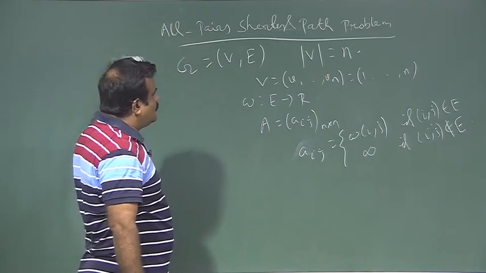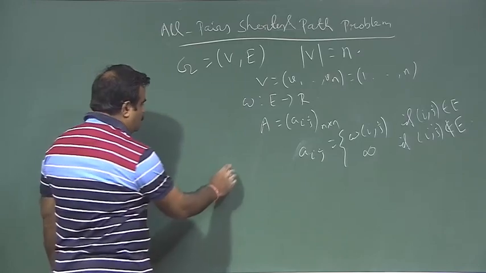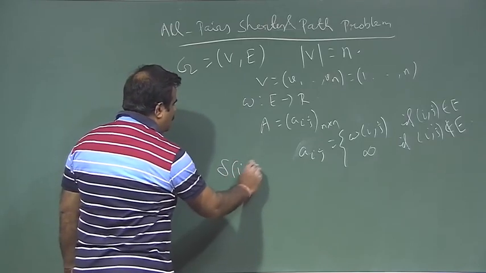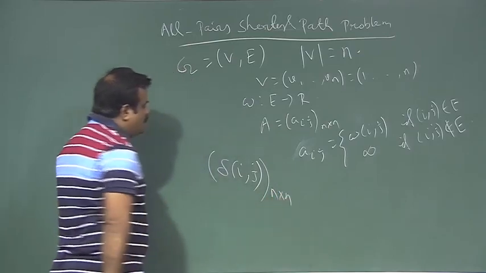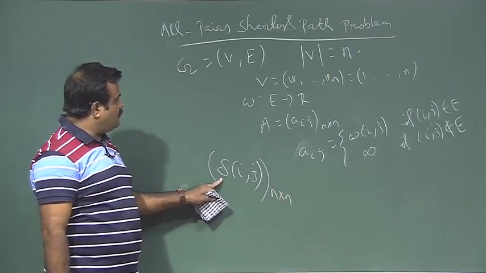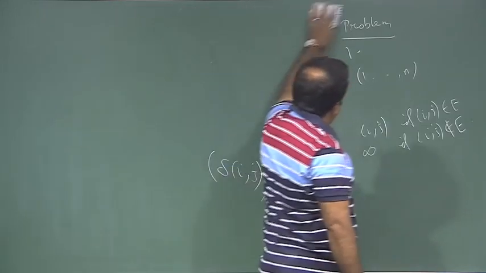So these are the input, and what do we have to find out? We have to find out the all pair shortest paths. We have to find out the delta of ij, where delta is the weight of the shortest path from i to j. For this we are talking about the dynamic programming technique.